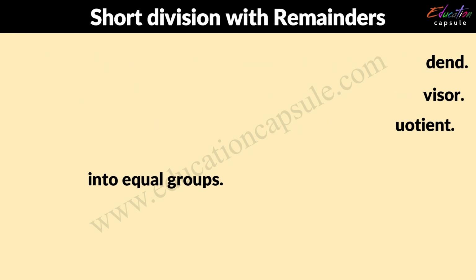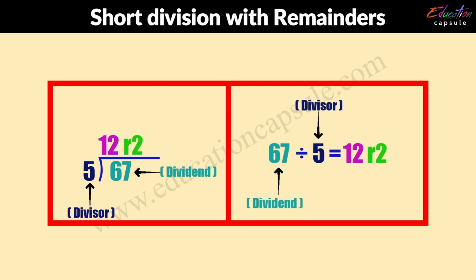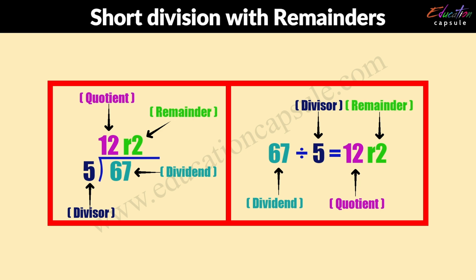As we can see in the image given below, here 67 is the number which is being divided, so it is the dividend. 5 is the number by which we are dividing, so it is the divisor. 12 is the answer to the division problem, so it is the quotient. And 2 is the part of a quantity that is left over after dividing, so that is our remainder.